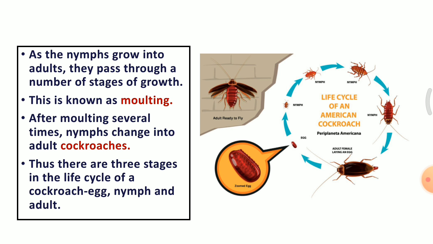The adult cockroach lays eggs. From the egg, the nymph hatches. Then this nymph grows through a number of stages. This process is called molting. After molting several times, the nymph changes into an adult cockroach. So there are only three stages in the life cycle: one is egg, another is nymph, and another is the adult cockroach.